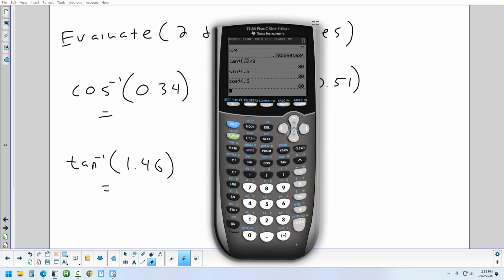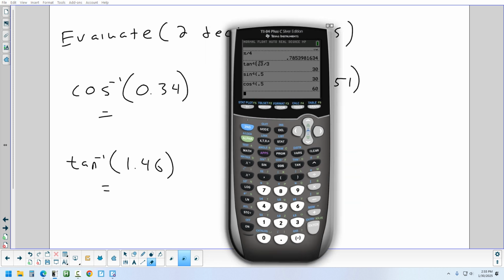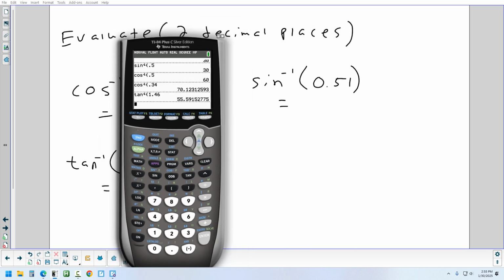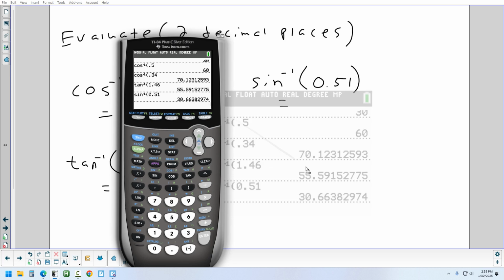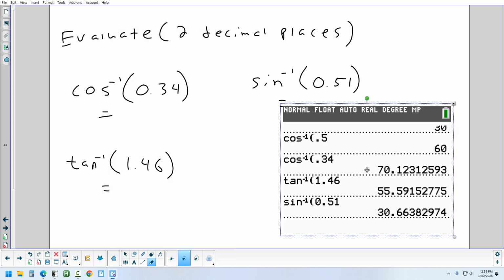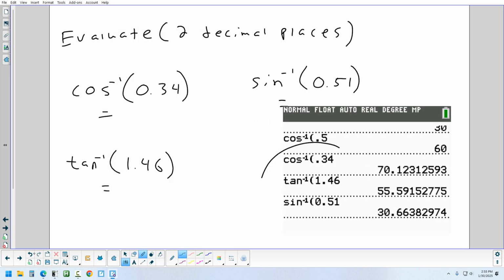All right, so I'm in degrees, so let's do them all in degrees first. Second, inverse cosine, 0.34. Second, inverse tangent, 1.46. And second, inverse sine, 0.51. Okay, I'm just going to put the answers right there. Those are all your answers in degrees. And well, it did say round them, so technically we should round them.